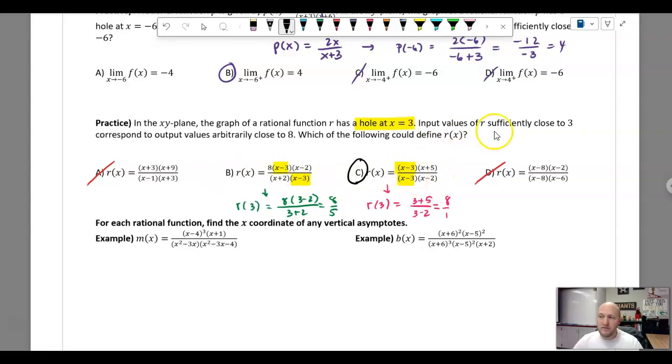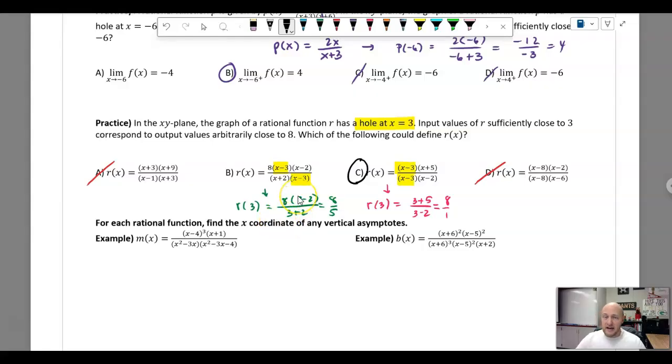Then they say input values of x sufficiently close to 3 correspond to output values arbitrarily close to 8. So essentially, if I have a hole at 3 and I reduce, what's the y value going to be if I plug in 3, is what they're saying. And so you just kind of have to do some checking. I did check C first. I canceled those, and then I plugged in 3, which gave me 8 over 1. And C was the answer. For B, that's what it would look like. It looked like 8/5 on that one, okay?